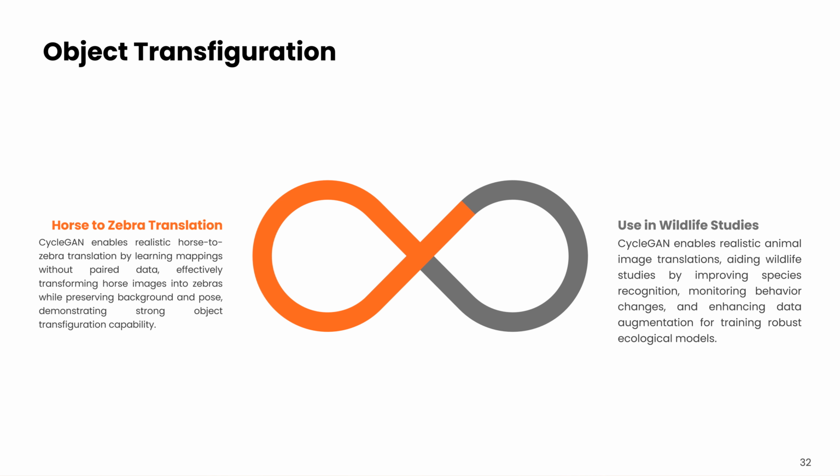CycleGAN gave us a pragmatic way to translate images without paired examples, but in wildlife research, the stakes for realism and reliability are higher. Today, I'll push beyond the basic cycle consistency picture and outline how researchers actually stabilize, evaluate, and hybridize these models to make them trustworthy tools in the field.